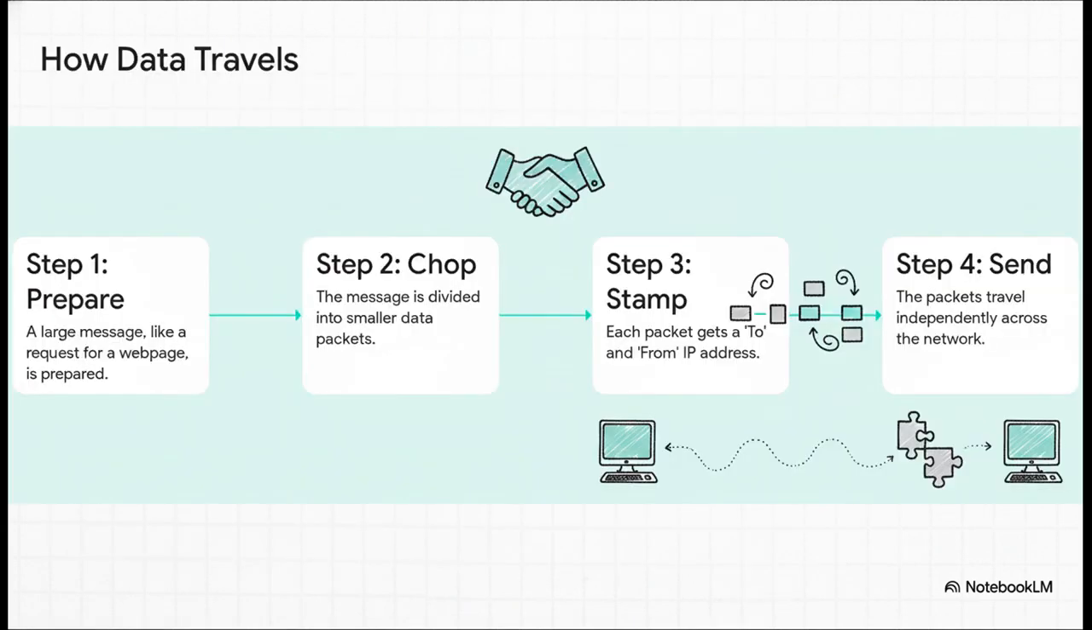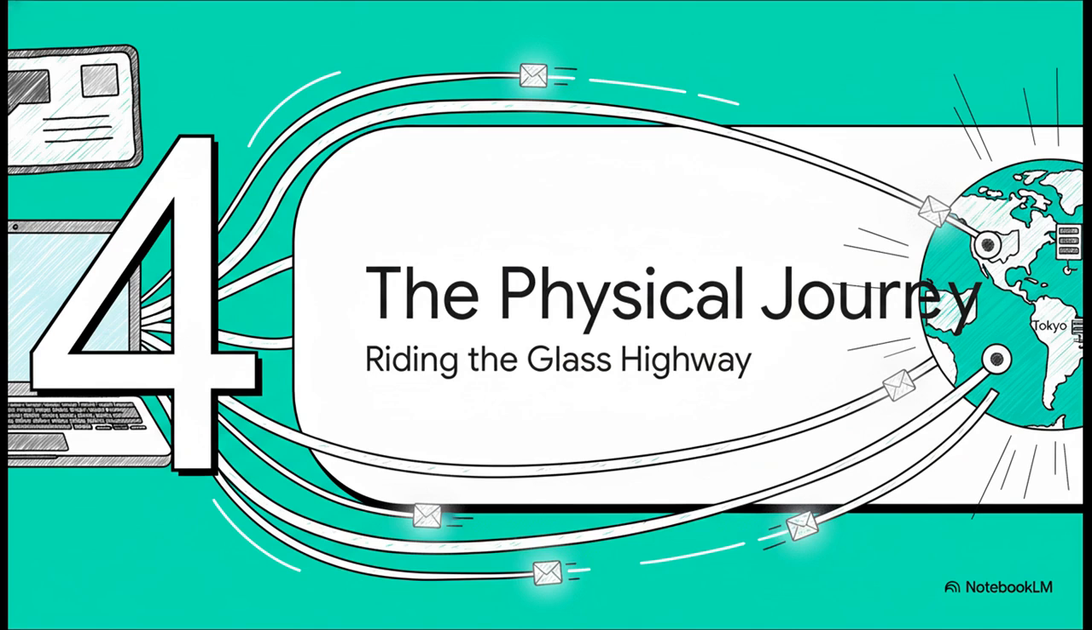But wait a minute. If you're sending a message as a bunch of separate postcards, how do you make sure they all get there and in the right order? Well, that's where a set of rules called TCP comes in. You can think of it like a promise. It basically guarantees that all the packets arrive safely, and it gives the other computer instructions on how to put them back together. And if one little postcard gets lost in the mail, TCP notices right away and just asks for it to be sent again. Pretty cool, right? Okay, so our digital postcards are stamped, addressed, and ready to fly. But how in the world do they actually travel?